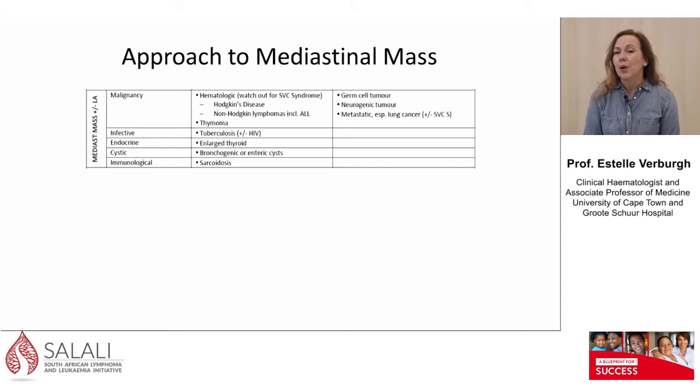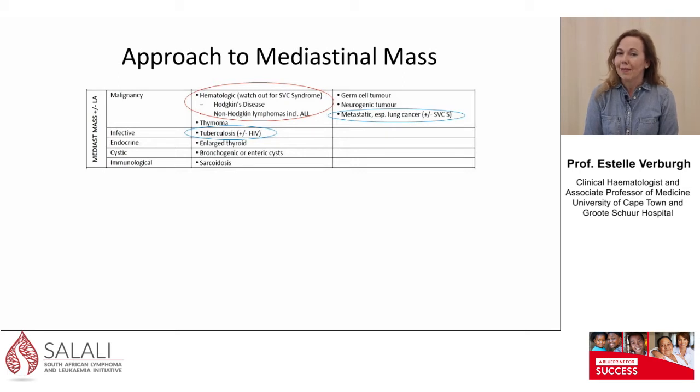If we look at an approach to the other major site of lymph node masses that we cannot afford to miss, it would be the mediastinum. And again, there is the common perception in South Africa that tuberculosis would be a cause of a mediastinal mass, or lung cancer or metastatic cancer would be a cause of a mediastinal mass. But actually, again, we find that the hematological causes of a mediastinal mass are quite common, and the younger the patient is, the bigger the chance that it will be lymphoma.